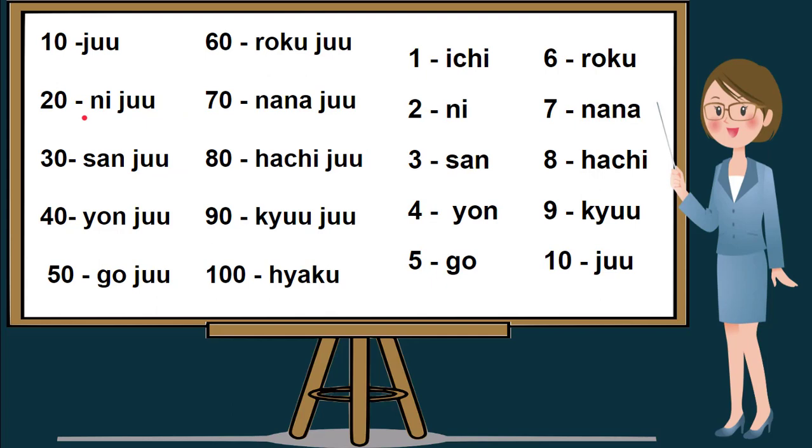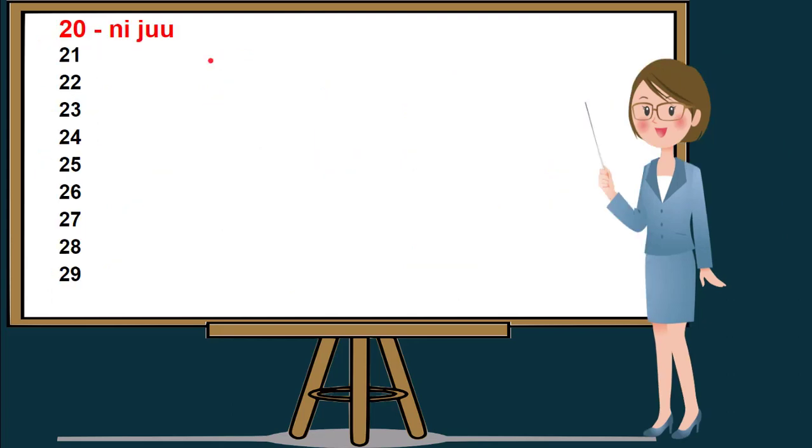We also need to memorize the basic numbers, which is from 1 to 10. So let's try to count 21 up to 100. All we need to do, if we start to count 21, is to state 20, which is niju, plus the basic number 1, which is ichi, and the rest follows. Example, 21 is niju ichi, 22 is niju ni, 23 is niju sang, and the rest follows. Again, we need to memorize the basic number from 1 to 9. Let's count 21 to 29. I'll point the number and repeat after me.